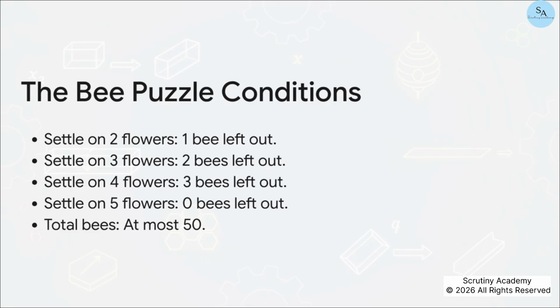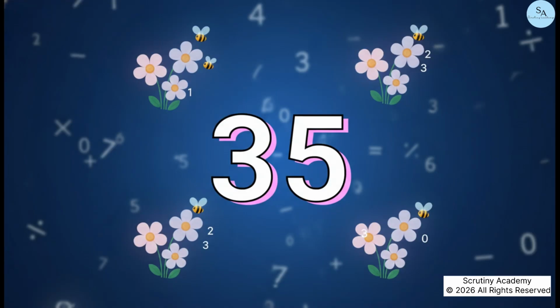Each of these little rules is really just a statement about division and remainders. So how in the world do we solve this? Well, that last condition is our key. When the number of bees is divided by 5, the remainder is 0. That means the answer has to be a multiple of 5. So let's just list out the multiples of 5 that are less than 50. 5, 10, 15, 20, 25, 30, 35, 40, and 45.